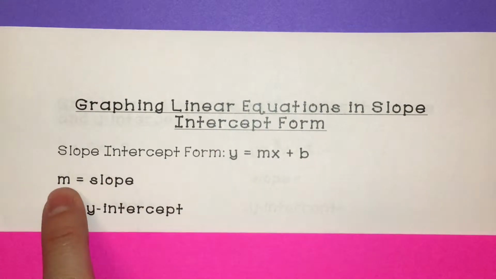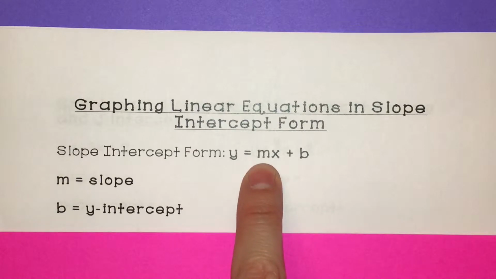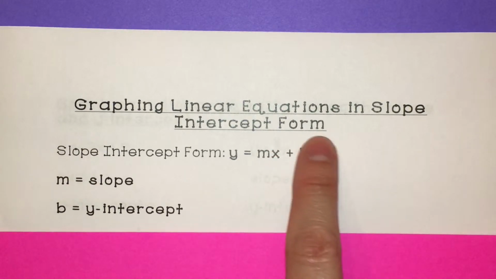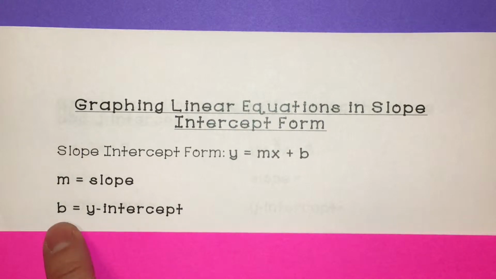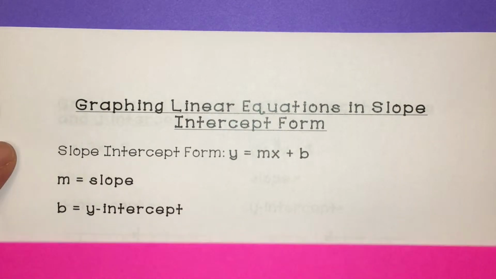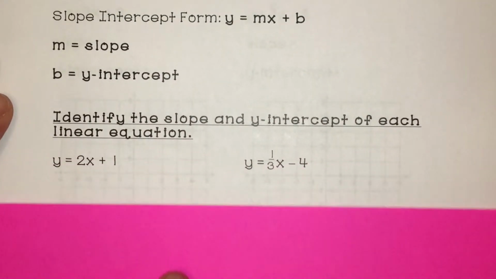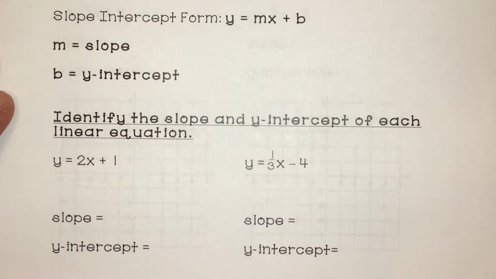So m would be your slope. The number that's multiplied by x in this form is always your slope, or how steep your line is. What's added on, so it'll be some number added on, is referred to as b. That would be your y-intercept, or the point where your graph crosses the y-axis. So I'm just going to go through a couple of equations, and we're going to identify the slope and y-intercept.